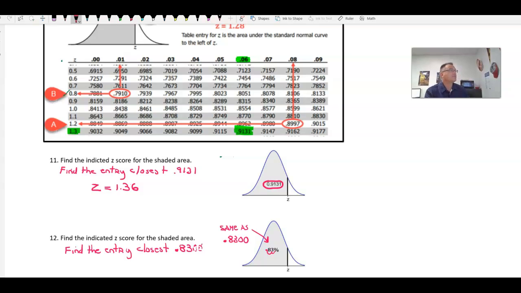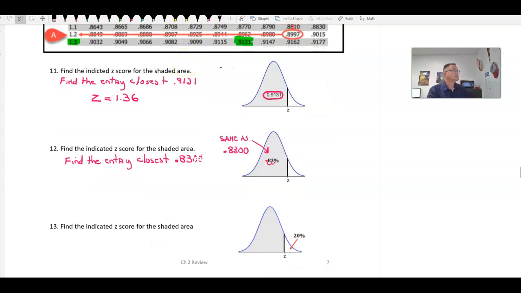So 83, here's 8315, 8340. So 8315 would be my closest. Okay, this guy right here. Let's use yellow. Okay, so that's going to be 0.96.